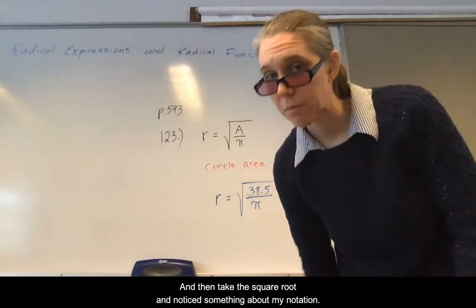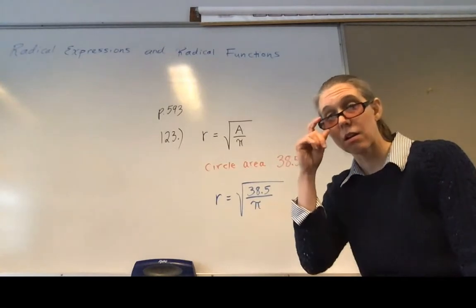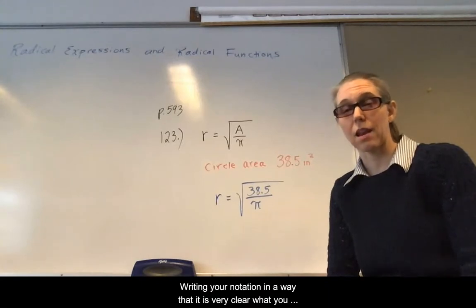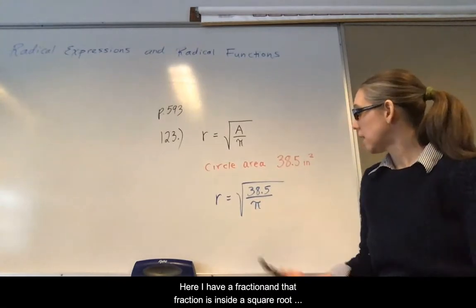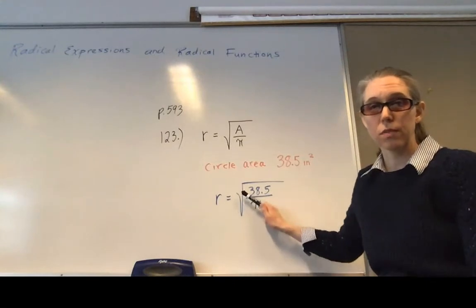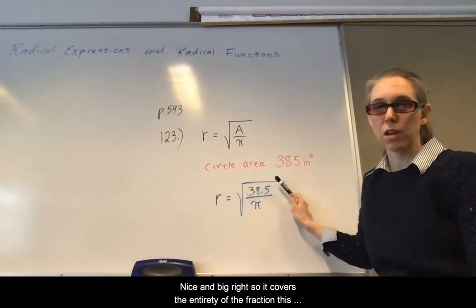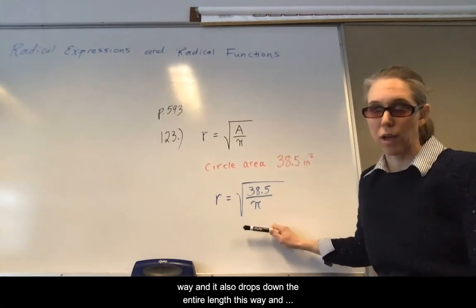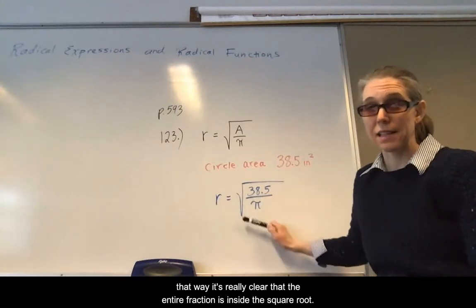Now notice something about my notation. It's not ambiguous, and that's something that some of you really need to focus on. Writing your notation in a way that it is very clear what you are communicating. And here I have a fraction, and that fraction is inside the square root. And I made my square root symbol nice and big, right? So it covers the entirety of the fraction this way, and it also drops down the entire length this way, and that way it's really clear that the entire fraction is inside the square root.